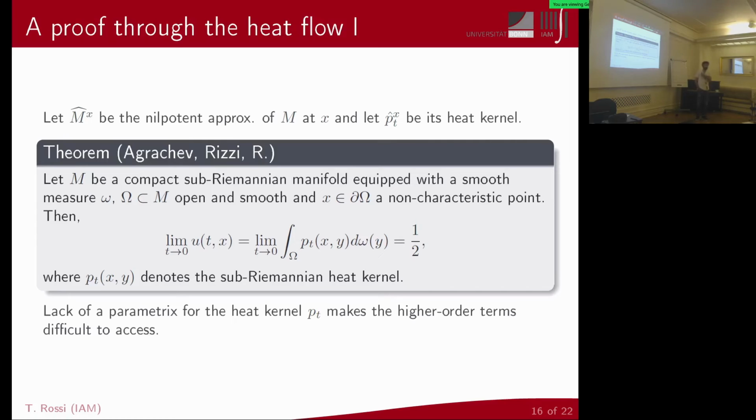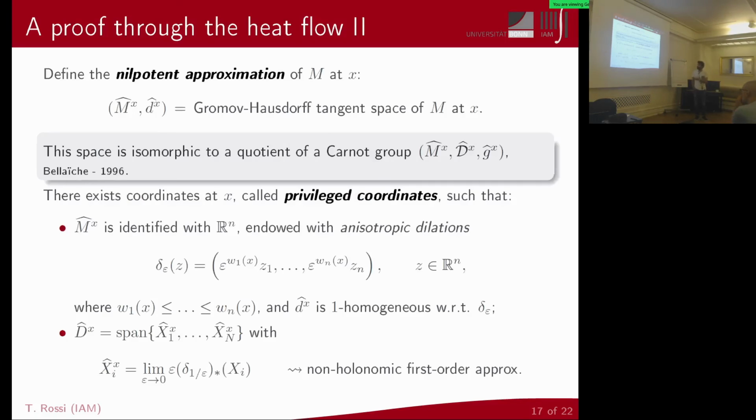So this result is rather disappointing because we would like to have a complete asymptotic expansion of this quantity, and this is once again related to the fact that we don't have a global parametrix estimate, but only a local asymptotic parametrix estimate for the heat kernel. So, okay. I want to give an idea of the proof of this result.